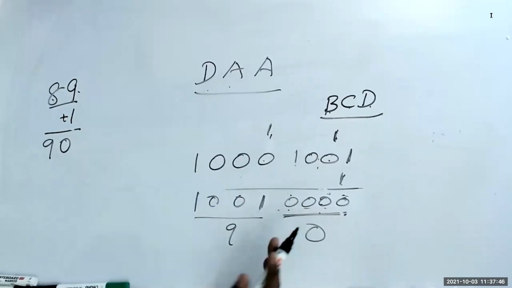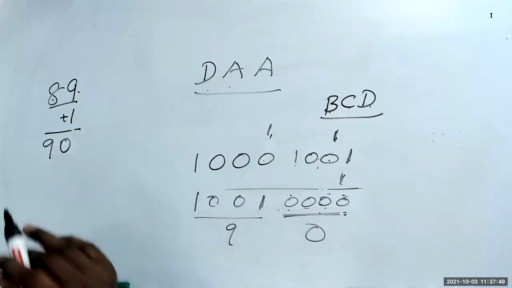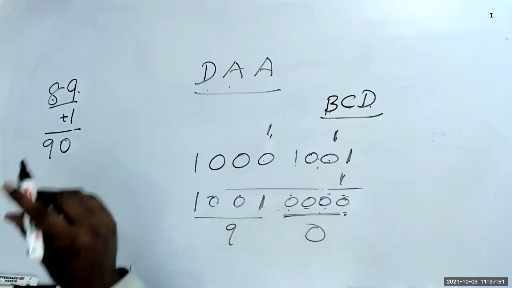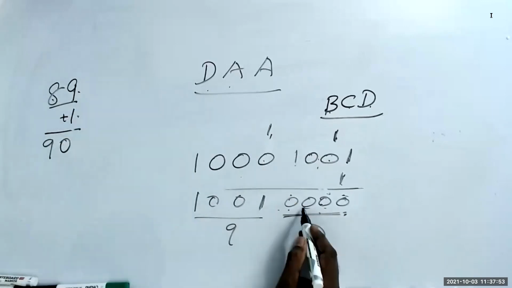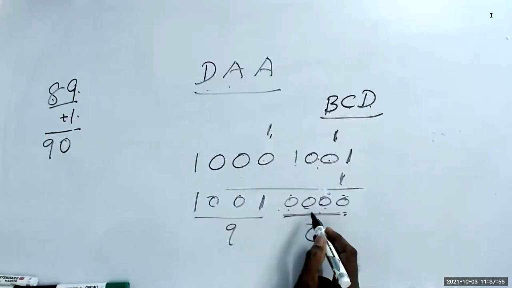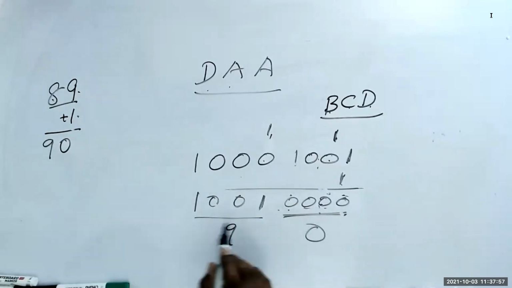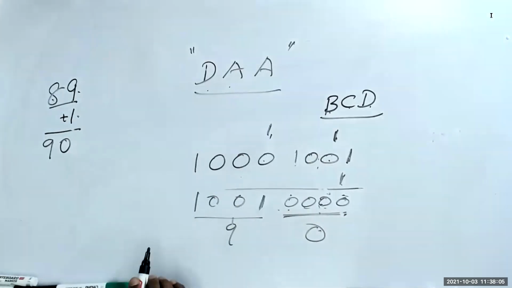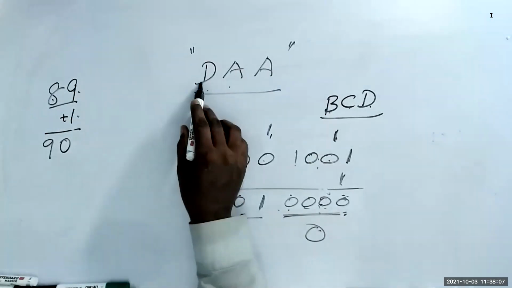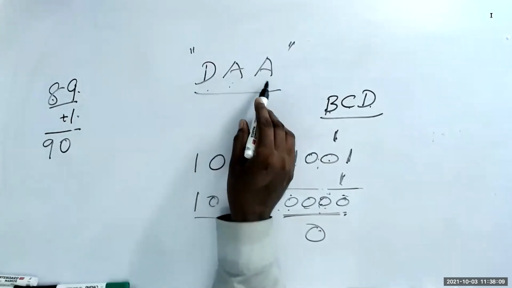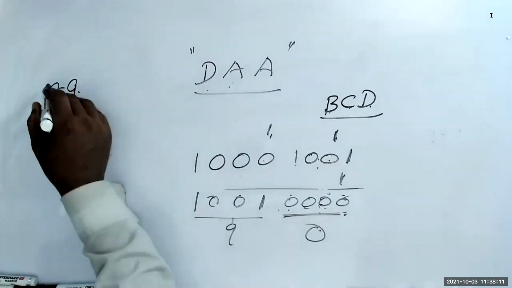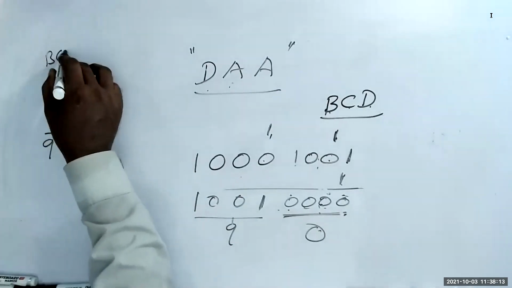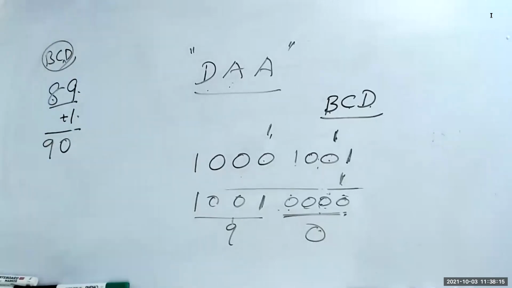This is not possible in plain binary. Otherwise, you have to write a program to convert this. You have to check every time, oh, this is above 10, then you have to add this. This is called DAA, a special instruction, decimal adjust accumulator. You have heard about BCD numbers. That is for this.